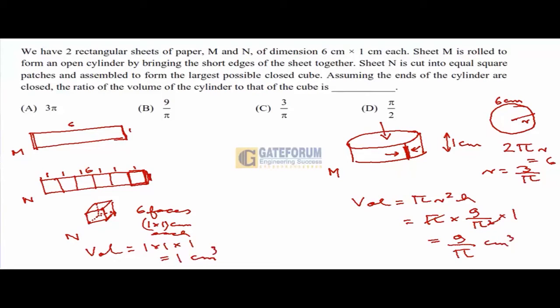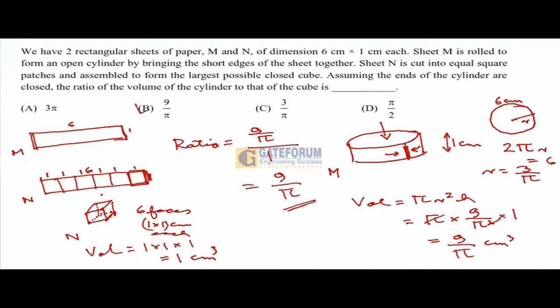They have asked us the ratio of the volume of the cylinder to that of the cube. So the ratio would be given by, see, volume of the cylinder, that is 9 by pi, divided by the volume of the cube, that is 1, that is equal to 9 by pi.